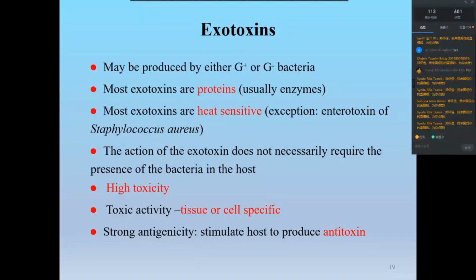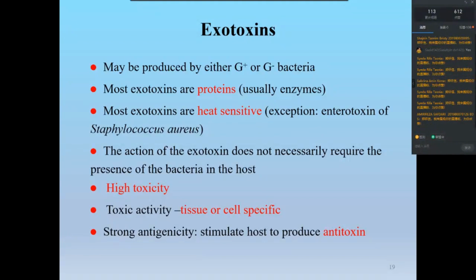So they are strong antigens which can stimulate the host to produce antitoxin. Now we call this antitoxin. Actually, they are antibodies which can neutralize toxin. Antitoxin is the first name for antibodies, because over 100 years ago, people knew nothing about antibodies, but they realized that those substances can neutralize toxin, so they called it antitoxin.